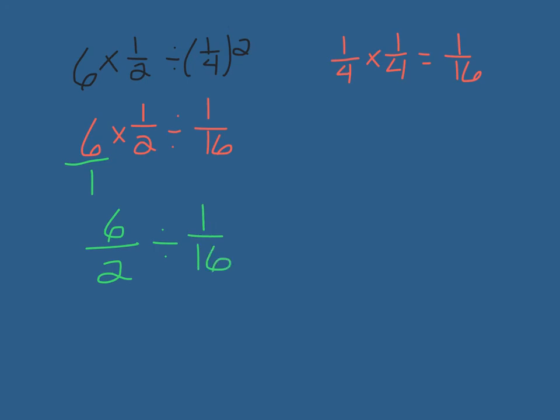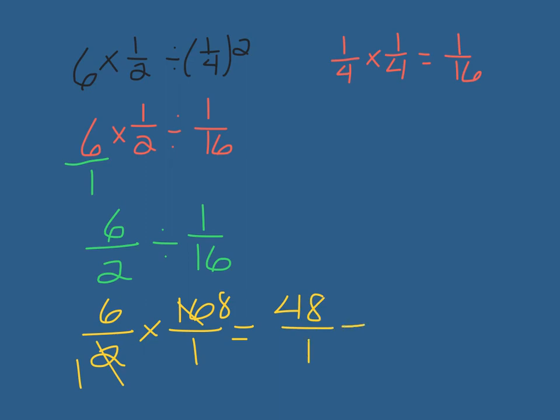Now I just need to flip that. 6 over 2 times 16 over 1. I know that 2 goes in there 1 time, and it goes in there 8 times. 6 times 8 equals 48 over 1, which equals 48. I hope that's what you were able to come up with also.